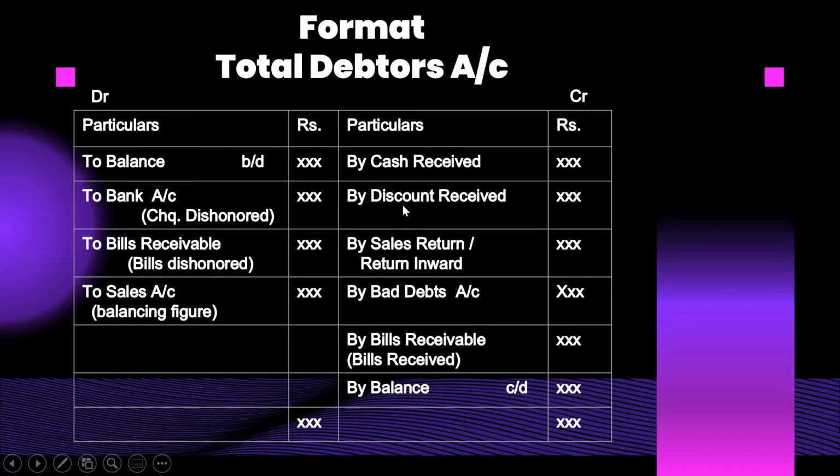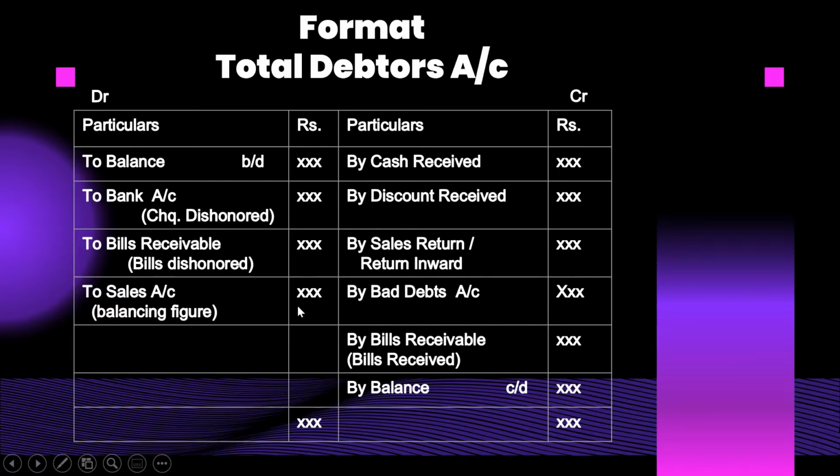Now discount received, this also reduces the debtor, so we are recording on the credit side. Sales return or return inward will reduce the debtors, so we write that. Bad debts, these are irrecoverable debts, so that also reduces the debtors, so we are writing here. And next is we draw bills on some debtors. If their bills receivable is bounced or dishonored, again they will be transferred to this total debtors account.